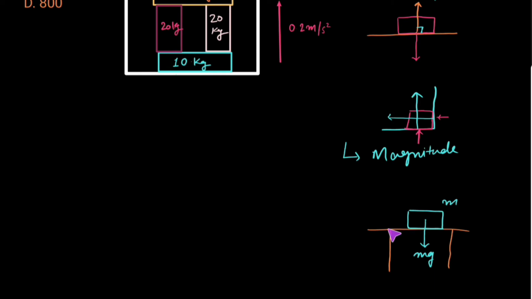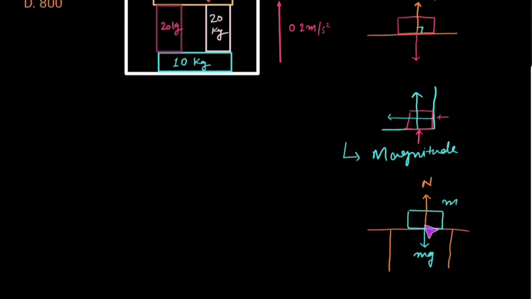The second thing is that because of the contact between the surface of the table and the surface of the book, there will be a normal reaction applied by the surface of the table on the surface of the book. That reaction would be perpendicular to the contact, so it will be like this. So this would be N.